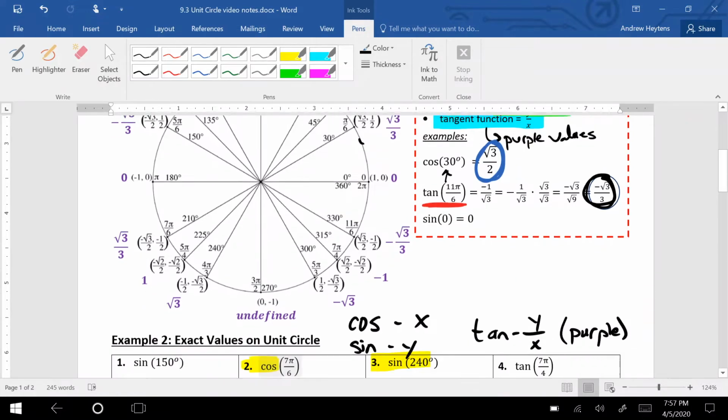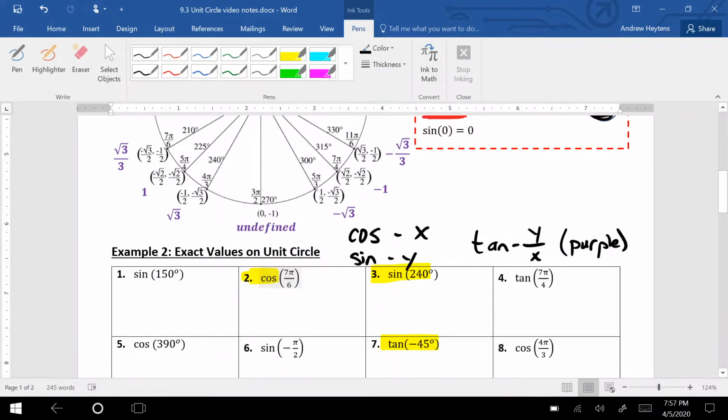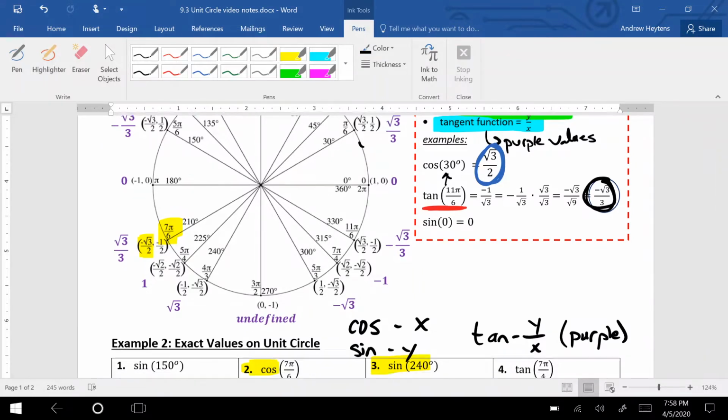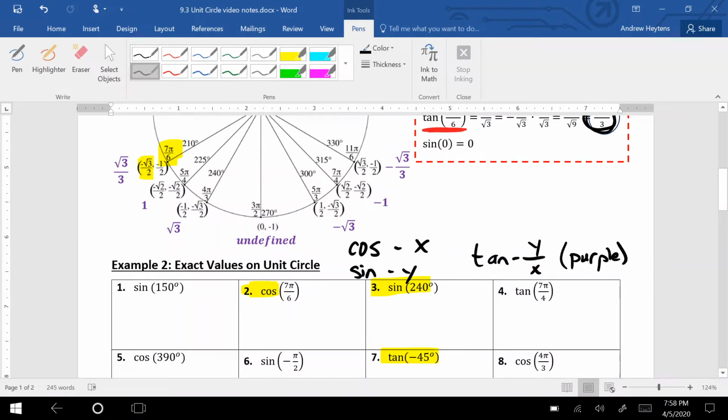Okay, so first step is to find 7 pi over 6. You go around your circle. Here is 7 pi over 6 over in quadrant 3. Okay, then you have to remember cosine is x. So you find the x coordinate. Remember, x is always first at 7 pi over 6. The x coordinate, negative square root of 3 over 2. So your cosine of 7 pi over 6 is negative square root of 3 over 2.